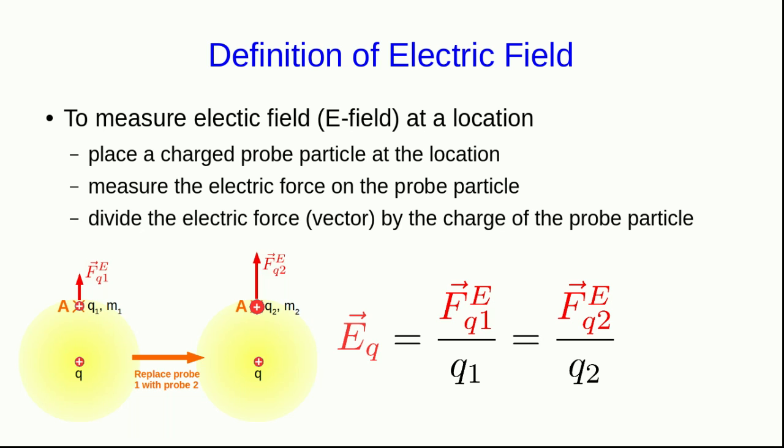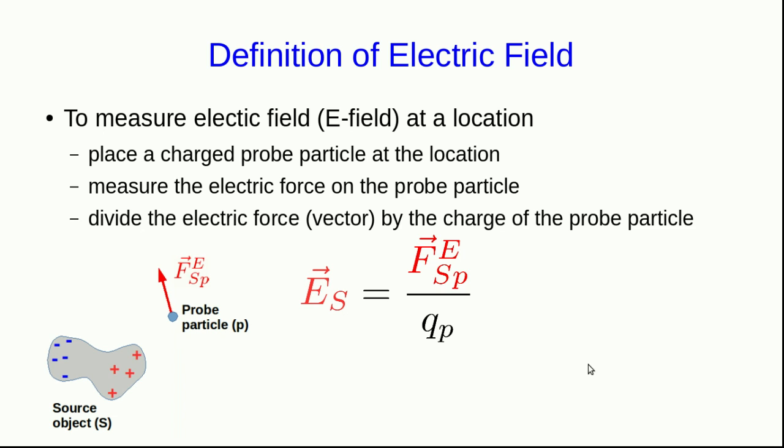And notice in this example, because we know that the forces on Q1 and Q2 are proportional to the charges on Q1 and Q2, when we divide each of those by those charges, we get an answer that doesn't depend on which probe charge we used. We were able to reason that that was true because we knew that the force on our probe particle was determined by Coulomb's law. But what if we don't have 2 charges that we're talking about, a probe particle and some other charged particle? What if our source object is some other thing?